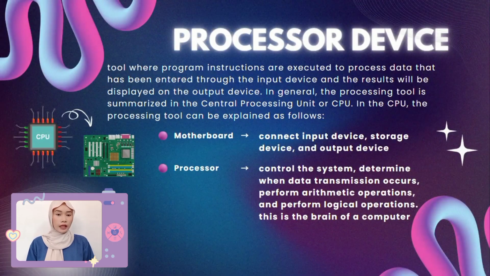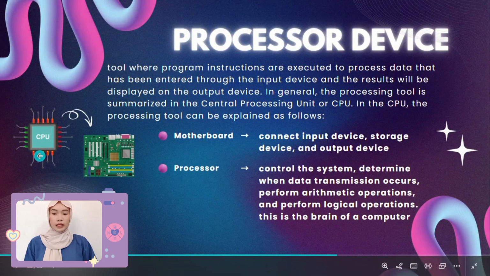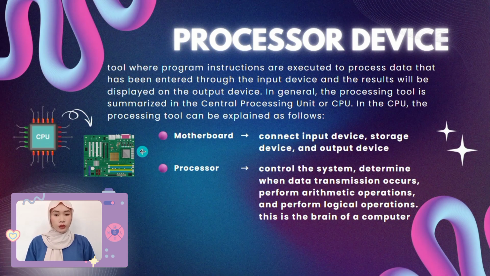The next component is processor device. What is processor device? Processor device is a tool where program instructions are executed to process data that has been entered through the input device and the results will be displayed on the output device. In general, the processing tool is summarized in the Central Processing Unit or CPU. This is the picture of a CPU. In the CPU, the processing tool can be explained as follows.